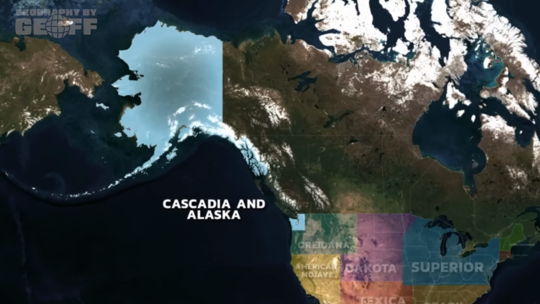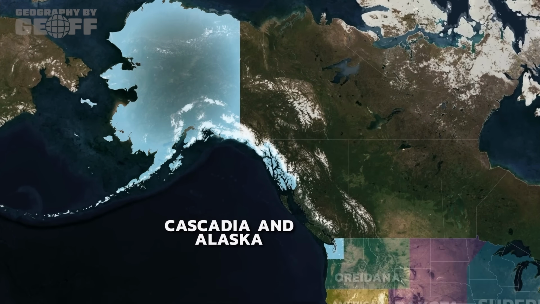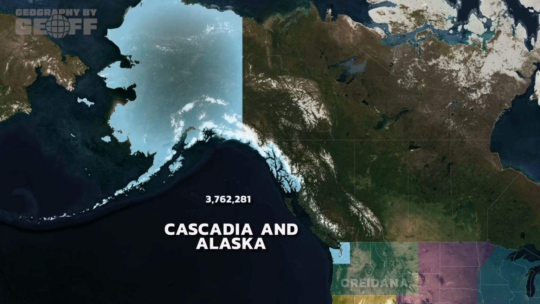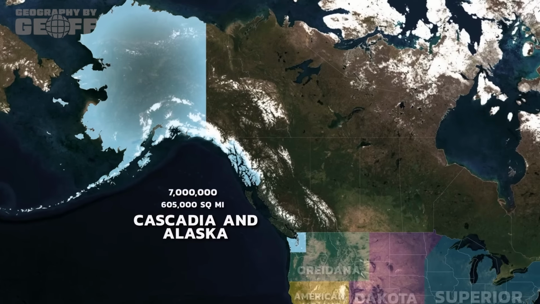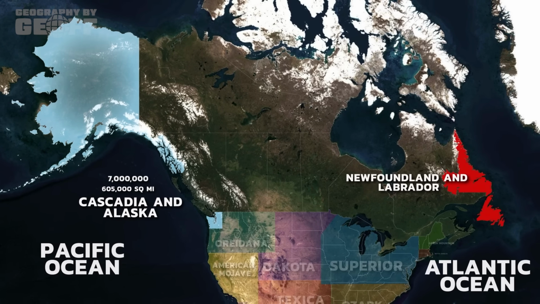But what it lacks in population centers, it more than makes up for in untouched forest and striking coastlines. Speaking of striking coastlines, over in the far northwest is the province of Cascadia and Alaska, coming in at about 7 million people on a whopping 605,000 square miles of land. This split province is the cousin of Canada's Newfoundland and Labrador, albeit on different oceans.